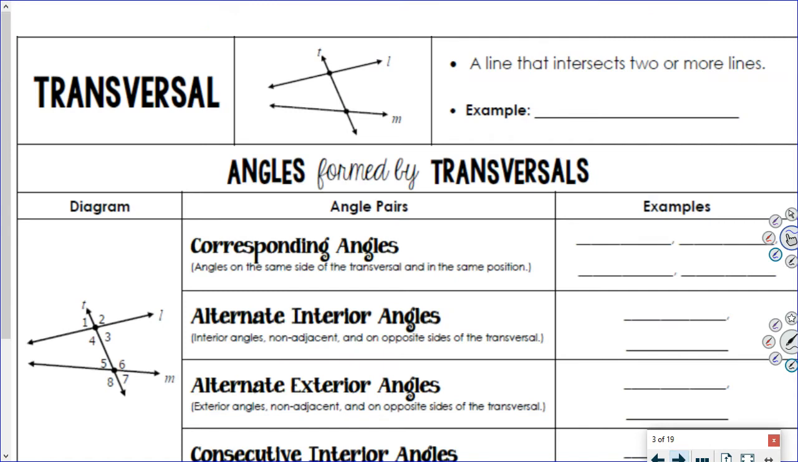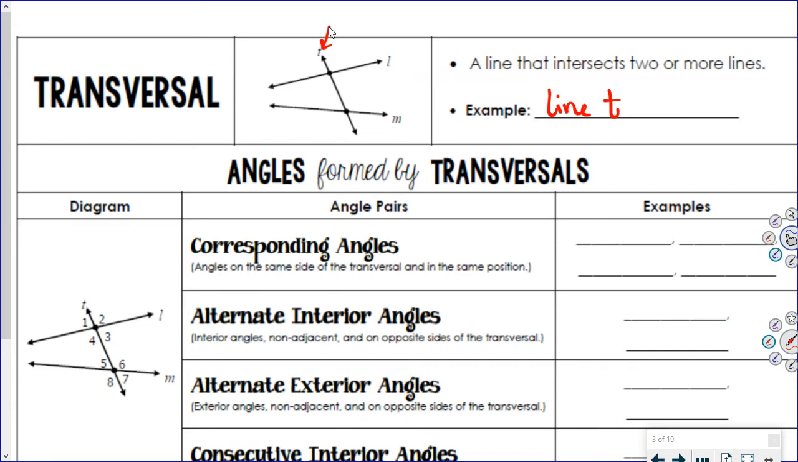So as you guys are looking at this, that's some basics of vocab. You will also see on the back some stuff with transversals and angles. All a transversal is a line that intersects 2 or more lines. So in our picture that you see here, line T is the transversal.